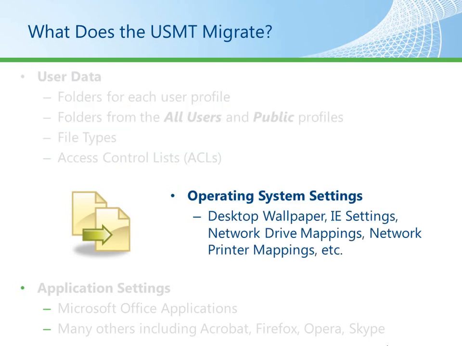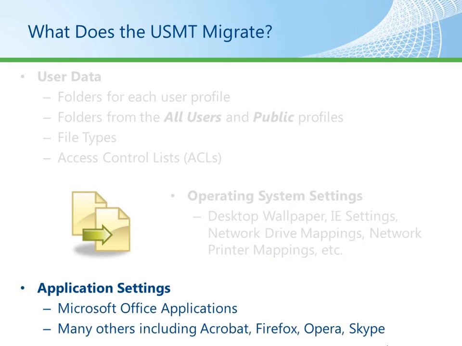Operating system components. The USMT migrates operating system components to a destination computer running Windows 7 from computers running XP, Vista, or Windows 7. The components that get migrated by default are things like accessibility settings, address book, desktop wallpaper, EFS files, favorites, folder options, group membership, network drive mappings, remote access, all these kinds of things. If you go to the User State Migration Tool user guide, you can get a full list of the various operating system components that are migrated.